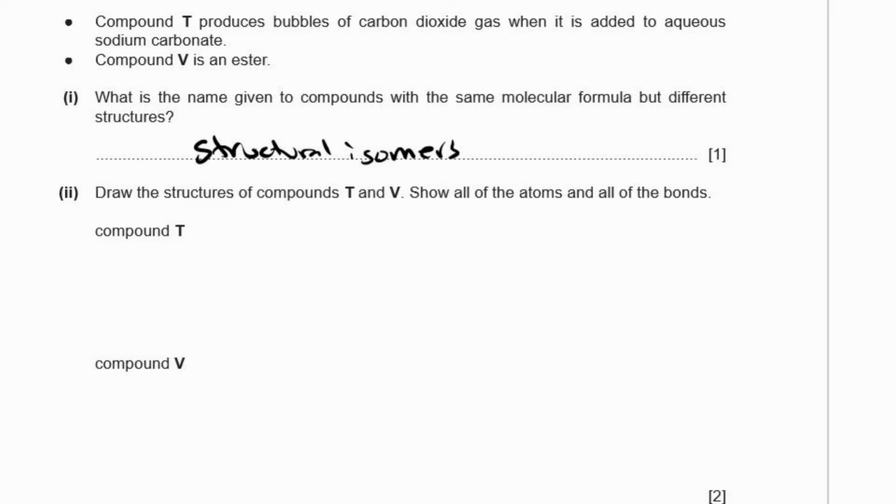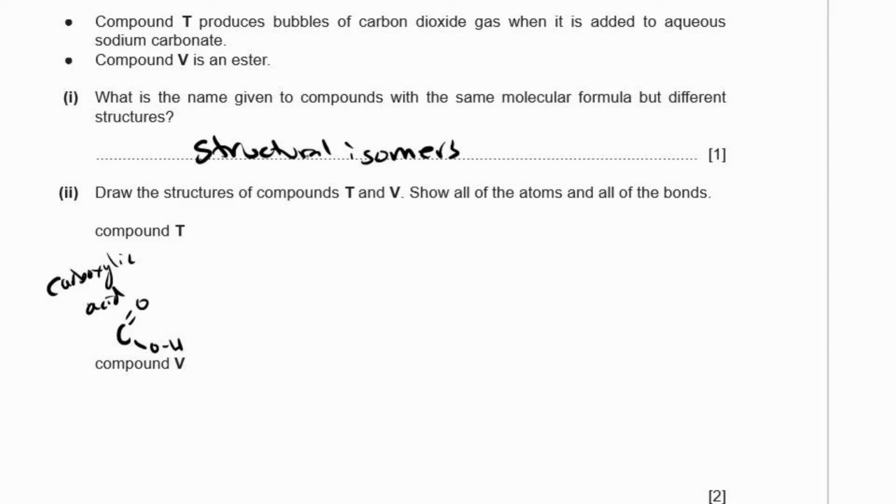And 2, draw the structures of compounds T and V and show all of the atoms and all of the bonds. Compound T produces bubbles of carbon dioxide gas when it is added to aqueous sodium carbonate. That sounds a bit like a carboxylic acid. So carboxylic acid, remember that has the C double bond O, OH. You don't draw this part in there. That's just to show you.